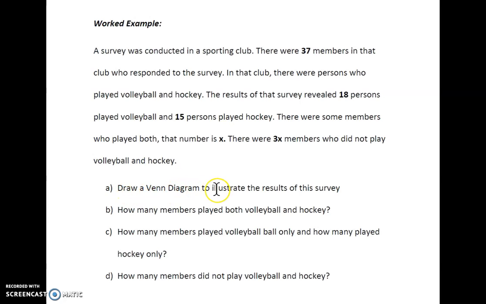Part A, the Venn diagram. We did this already, it was covered just now. Part B, how many members play both volleyball and hockey? This worked out to be 2. x worked out to be 2. Part C, how many members play volleyball only, and how many play hockey only? And in part D, how many members did not play volleyball or hockey?